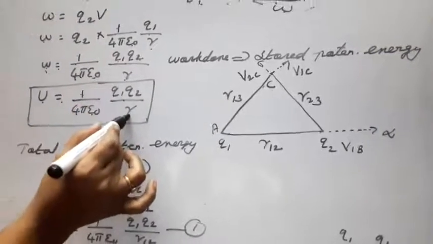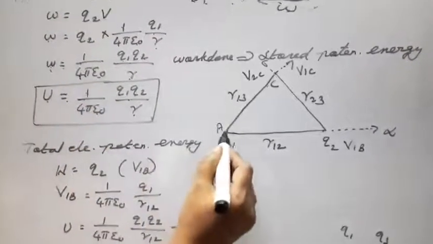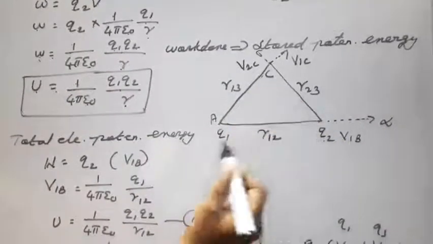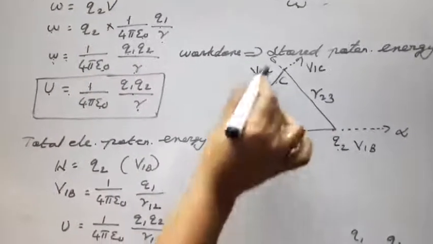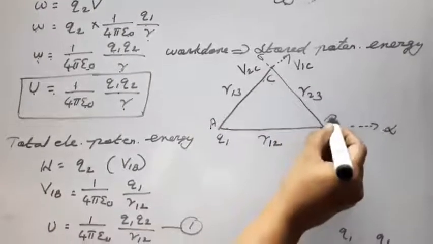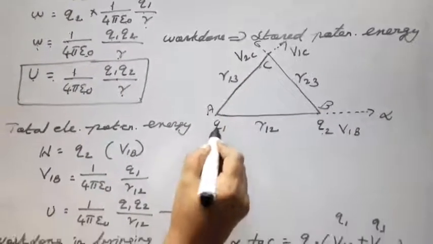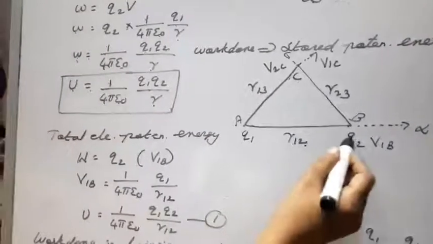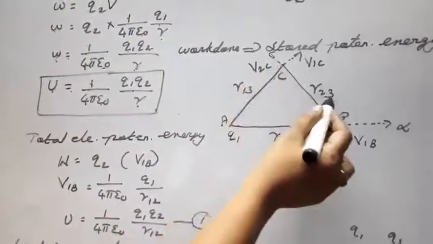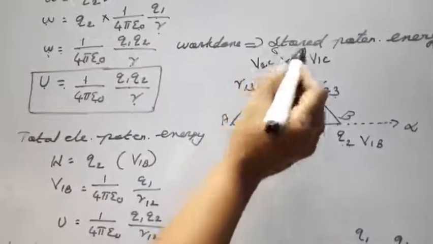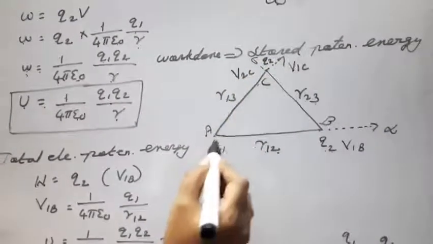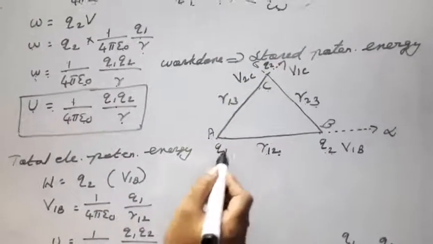And next there are three charges q1, q2, q3, arranged like this diagram, represented as A, B, C, and the distance between Q1 and Q2 is R12, Q2 and Q3 is R23, and Q1 and Q3 is R13. Now we have to calculate the total electric potential energy.